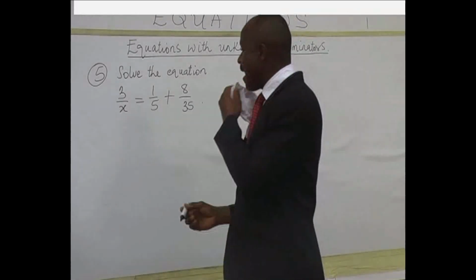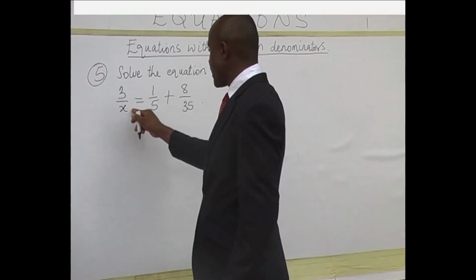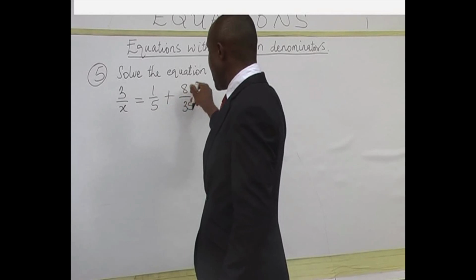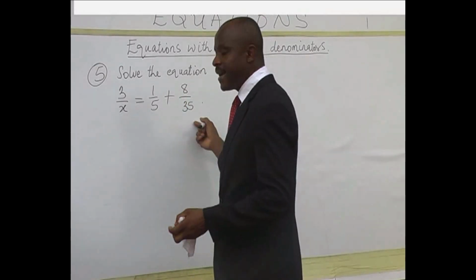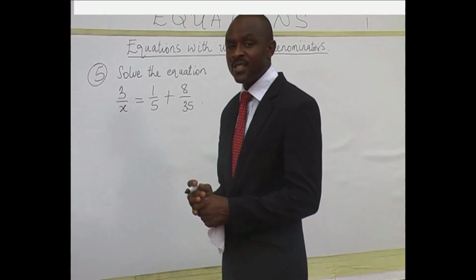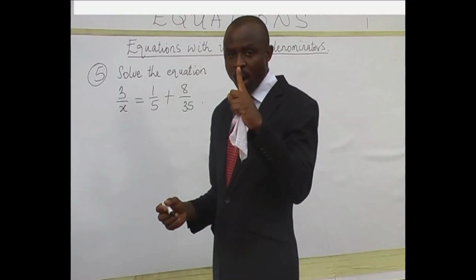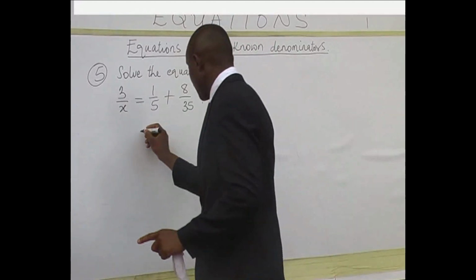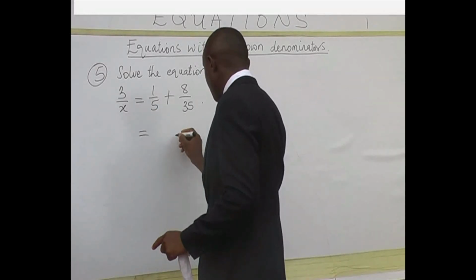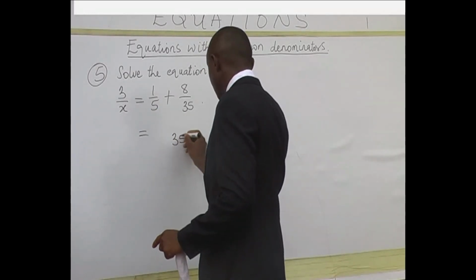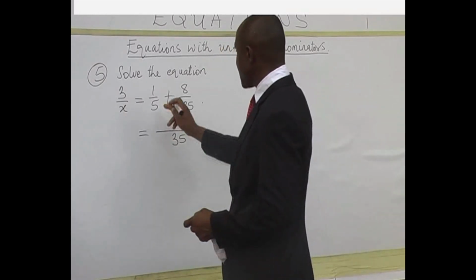The next question we have is, we are asked to solve the equation 3 all over x is equal to 1 over 5 plus 8 all over 35. Simplify the right hand side of the equation so as to have the fractions having one denominator. The LCM of 5 and 35 will be 35. 5 divides 35 is 7. 7 times 1 is 7.